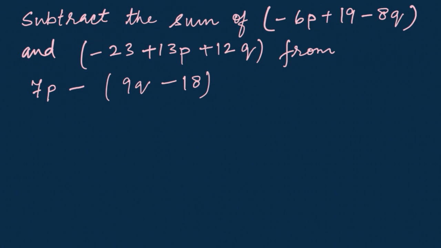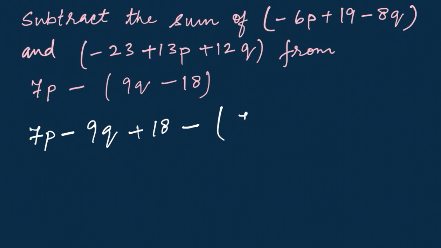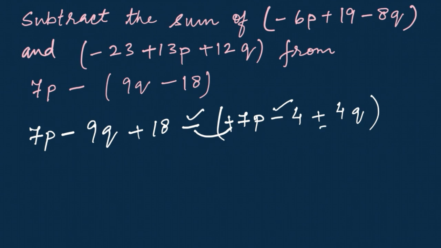Now the subtraction, the final step of the question. 7p minus 9q plus 18 minus, in brackets, what is the sum of 1 and 2? 7p minus 4 plus 4q. When you open the bracket, nothing is written in front of 7p, it is plus. So minus into plus is minus. Minus into minus will be plus. Again minus into plus will be minus.